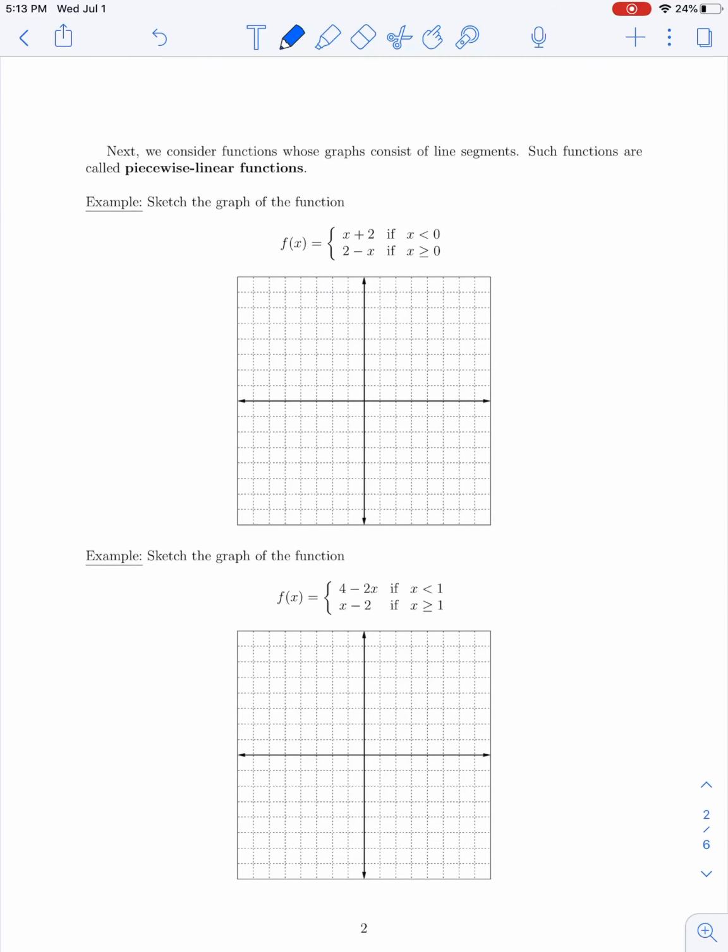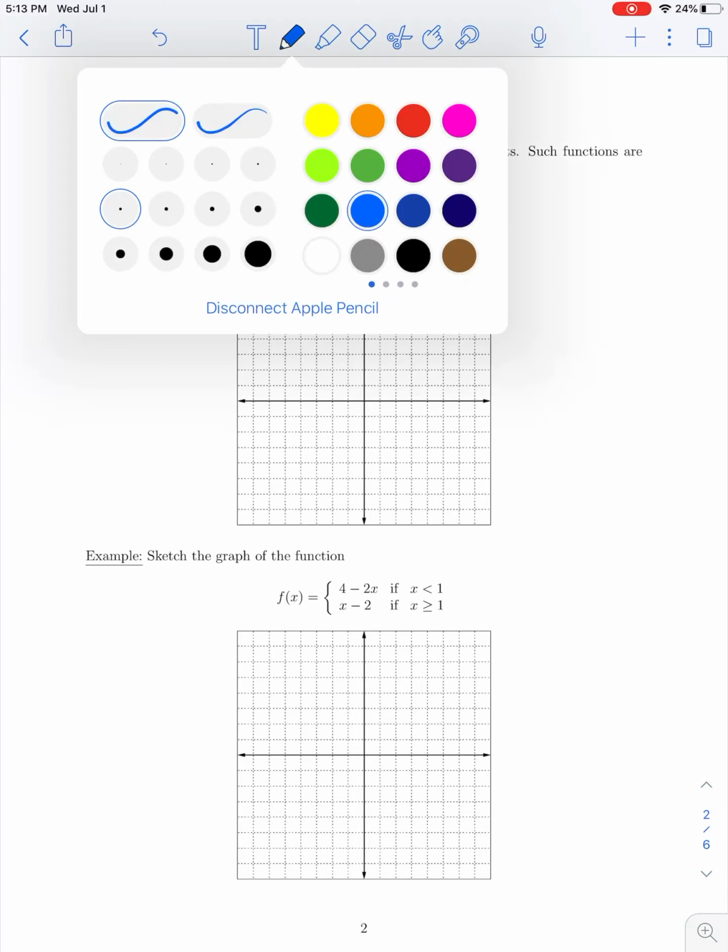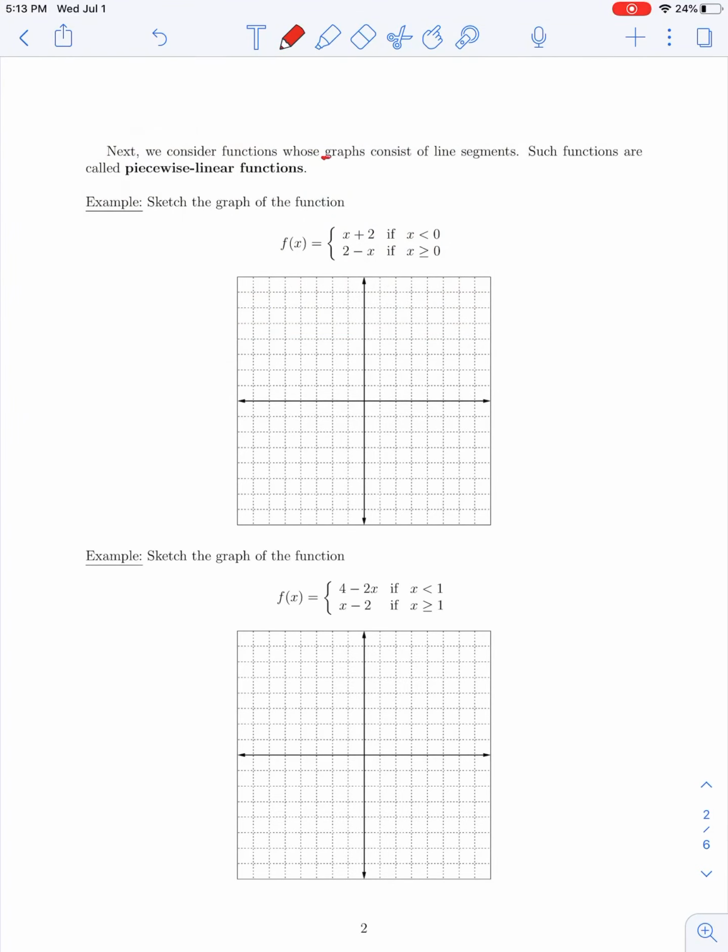Now, in the next couple of examples, we'll look at graphs of functions which are piecewise defined, but each piece of our function is defined as a linear function. So these sorts of functions, whose graphs consist of line segments, are called piecewise linear functions. So let's look at some examples.